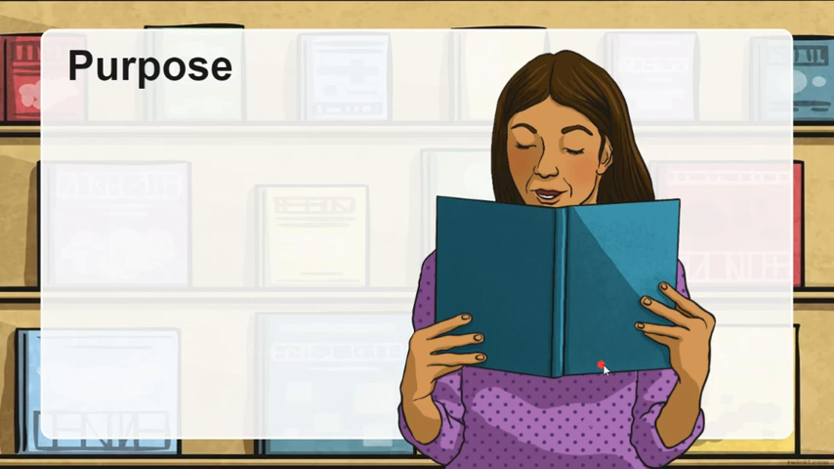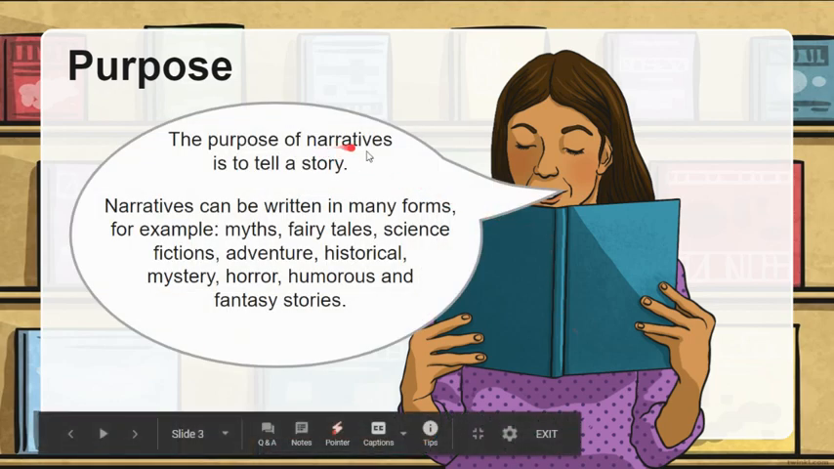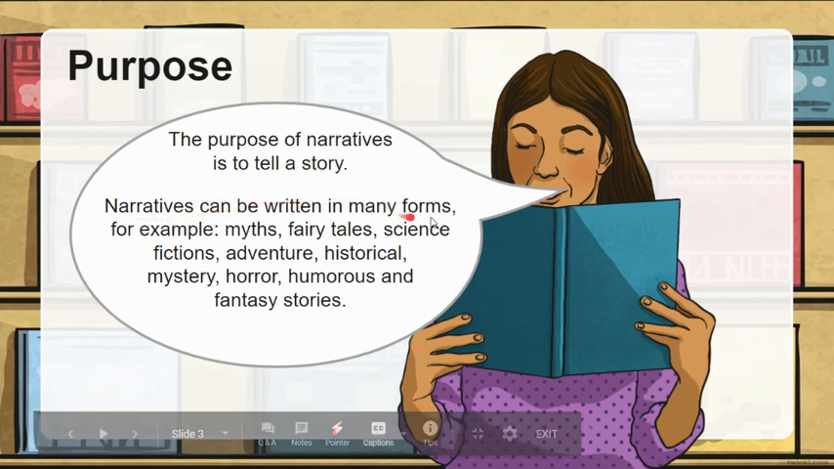Okay, so what is narrative writing and what is its purpose? Narrative writing is just really storytelling. It's story writing. And you guys have actually all been doing that in your free writing copies this year. The purpose of narratives is to tell a story. Narratives or stories can be written in many forms.